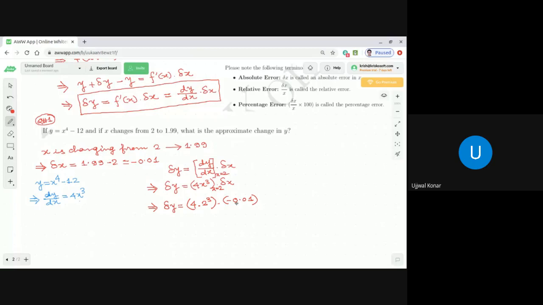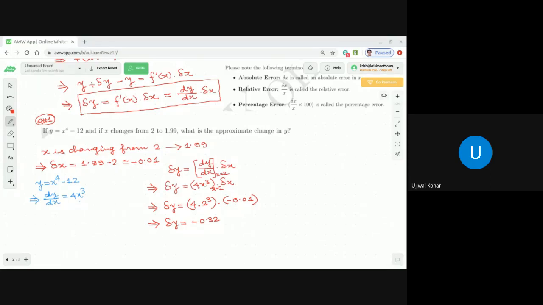Now, if we find all these values, dear students, that becomes minus 0.32. So how much time did it take? It took very little time to find the change in y, minus 0.32. I explained very slowly, that's why it took more time. But if you do it fast, it will not take much time. So the approximate change in y is minus 0.32, when x is changing from 2 to 1.99.